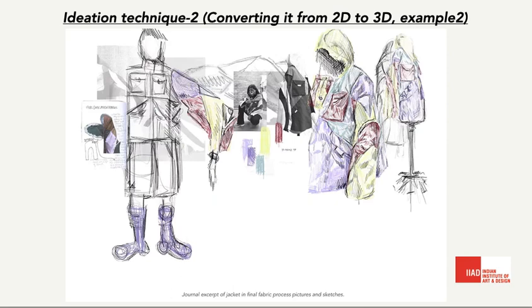We move on to example 2. In this, you can see that ideation has taken place on the form directly. The idea was to focus on convertibility of the garment, where the jacket can take a different shape and be worn in multiple ways.